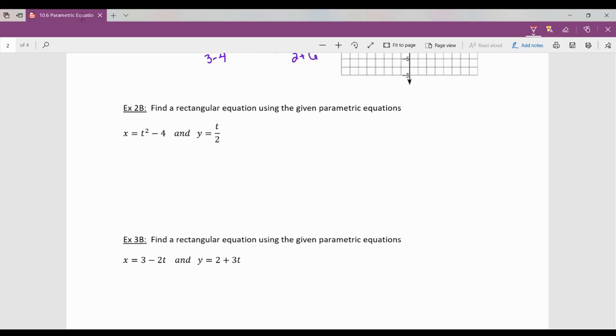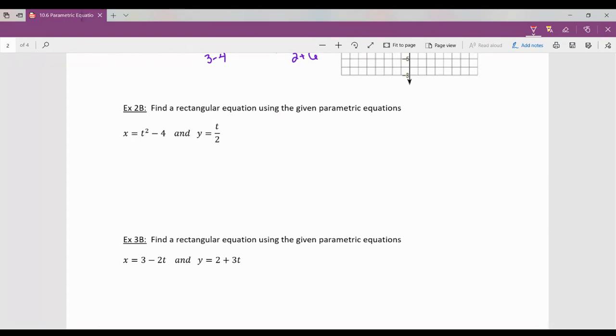Okay, now on to part 2. So we've got find a rectangular equation given the parametric equations. These next two are the same exact equations that we graphed, so I want to show you the second part that we can do with this. So we've got x equals t squared minus 4 and y equals t divided by 2.